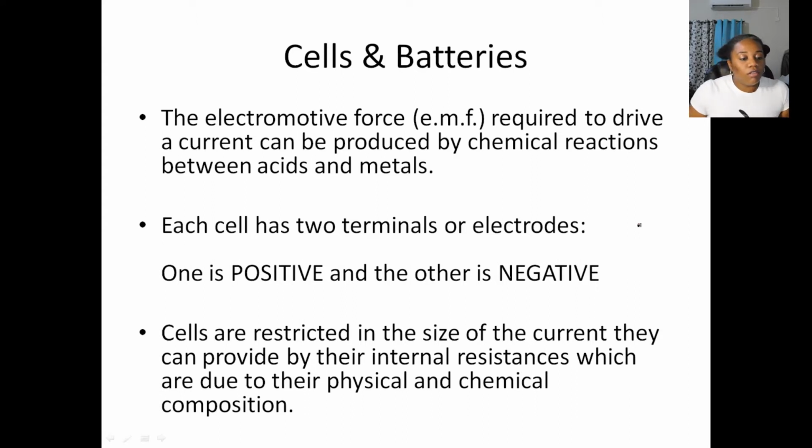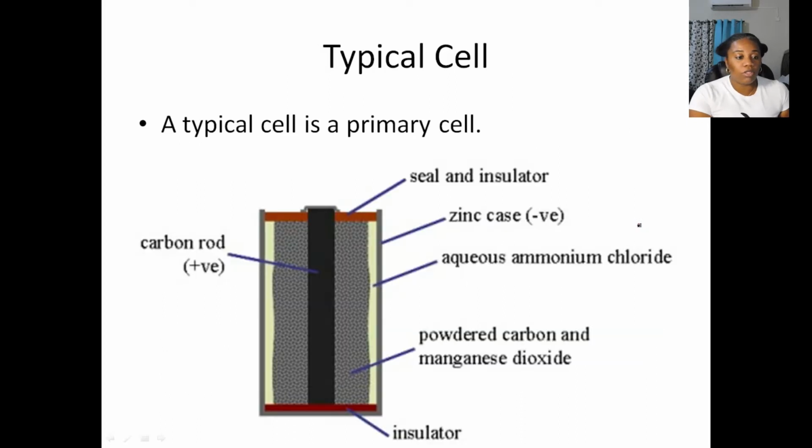Now, cells are restricted in the size of the current they can provide by the internal resistances, which are due to their physical and chemical composition. A typical cell is a primary cell, and here you have the seal and insulator on the top. You have a carbon rod, that's the one that goes from the nipple right down to the bottom. The zinc casing, the case is made of zinc, which is negative. Aqueous ammonium chloride just on the inside of the casing, then powdered carbon manganese dioxide, which makes up the bulk of it in here, that's surrounding the rod. Then you have an insulator at the bottom.